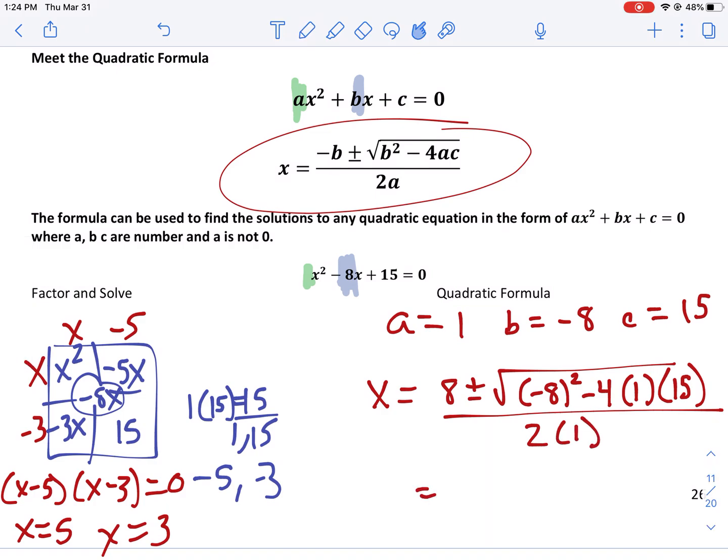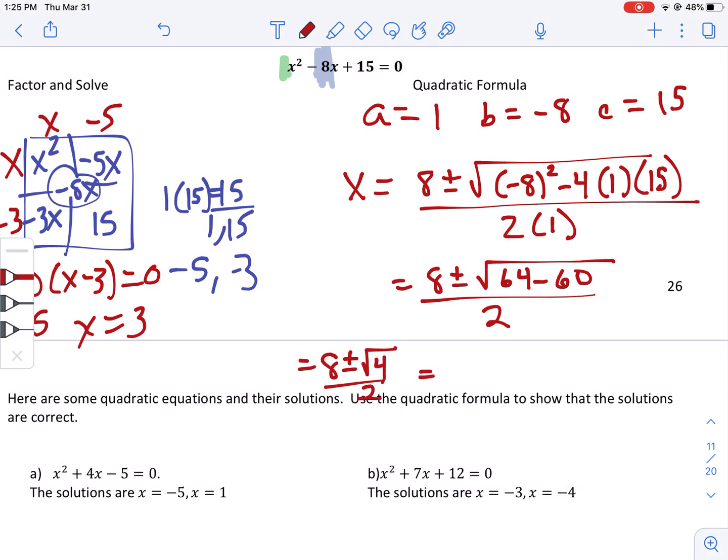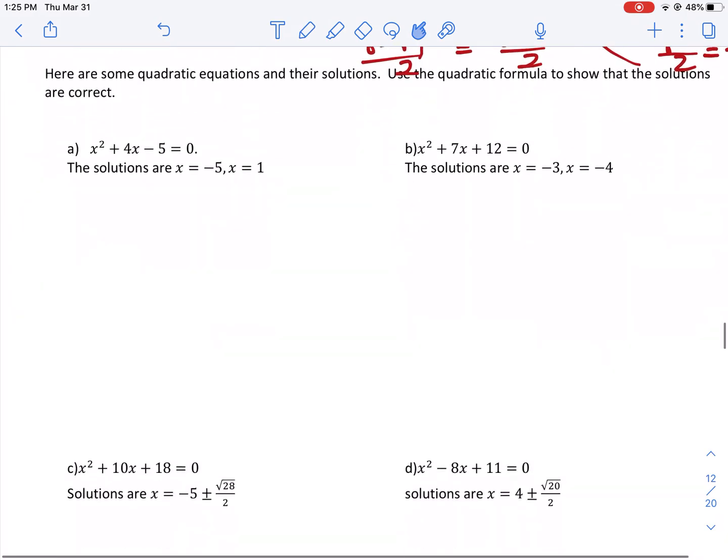So what does this simplify to? So 8 plus or minus the square root of 64 minus 60, all divided by 2. I did not leave enough room for this, so equals 8 plus or minus the square root of 4 over 2. So that's 8 plus or minus 2 over 2, which branches into 8 plus 2 over 2, which would be 5, and 8 minus 2 over 2, which is 3. So we get those same answers.